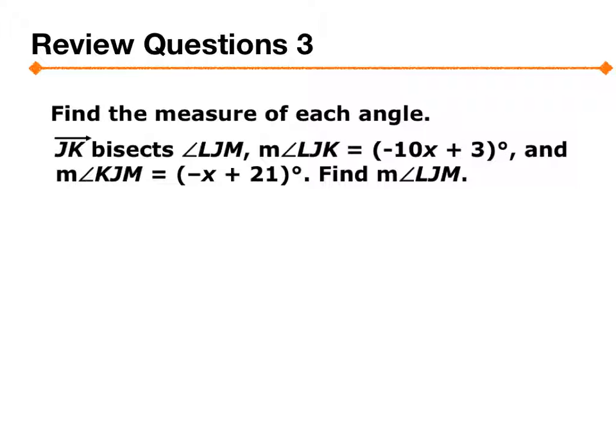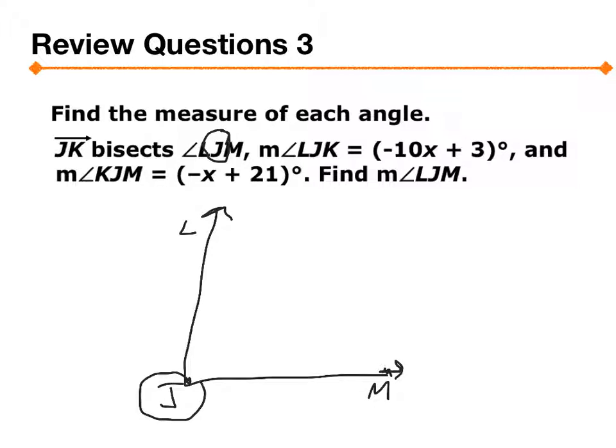Find the measure of each angle. JK bisects angle LJM. So we have angle LJM. It's important that the letter in the middle of the angle is the letter in the middle of the angle here. Okay. JK bisects, so it cuts it in half. So we know that LJK is congruent to KJM. So we can put the arc marks there. The measure of angle LJK is negative 10x plus 3. And the measure of angle KJM is negative x plus 21. Find the measure of LJM.